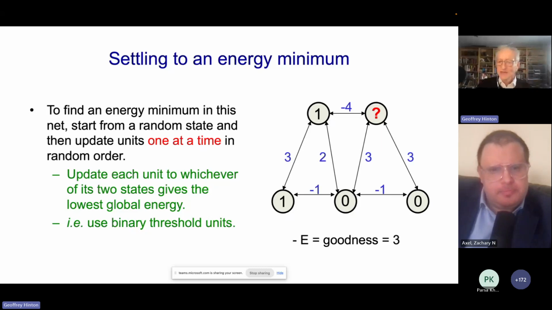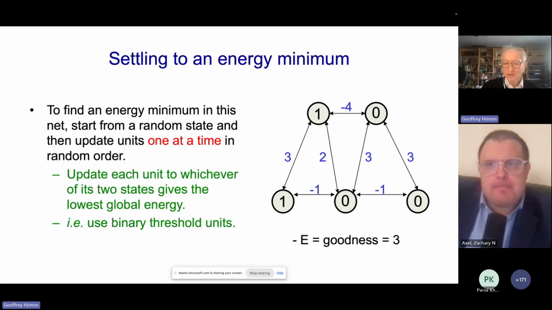Well, in this network, I haven't put in any biases. So the total input is whatever it gets from other active neurons. So it gets an input of -4 from the active neuron it's connected to. The other neurons it's connected to are off. So its total input is -4. So it just will stay in the same state. It'll stay at a 0. And the goodness is still 3.